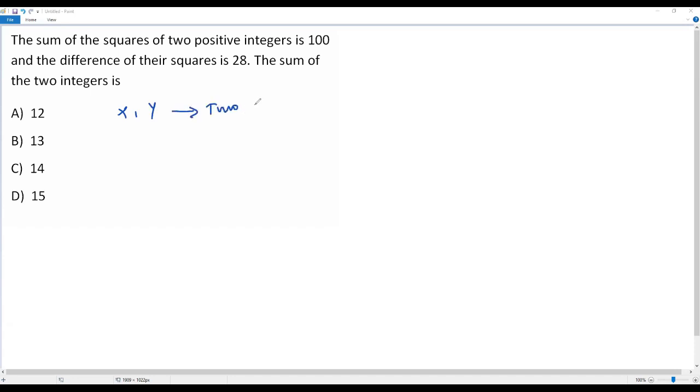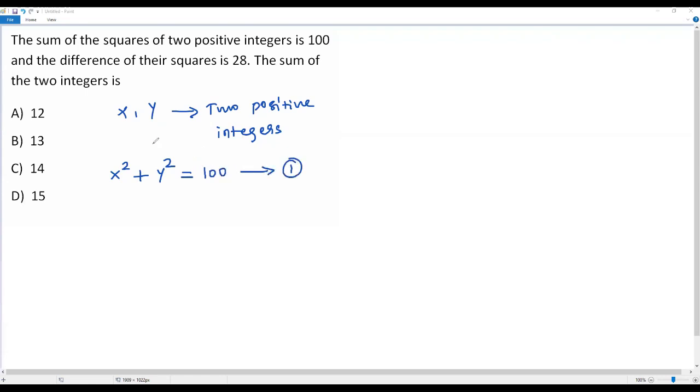Okay, according to the question, the sum of the squares of the two positive integers is 100. That is, if I square x and square y and add them, it must be equal to 100, because the question says the sum of the squares of two positive integers is 100. So I write the first equation, x squared plus y squared. This expression represents the sum of the squares of two positive integers. According to the question, it is equal to 100, and I consider this equation number 1.